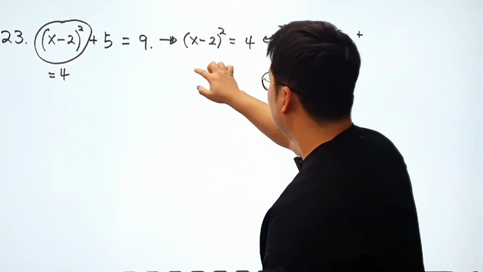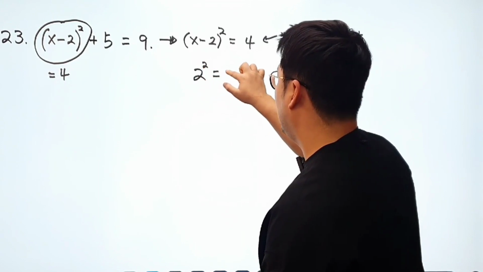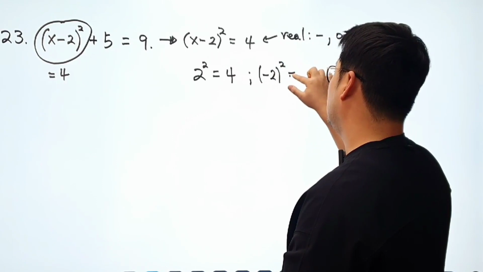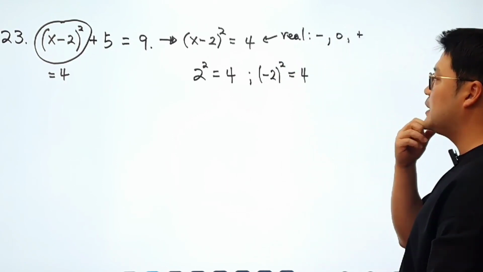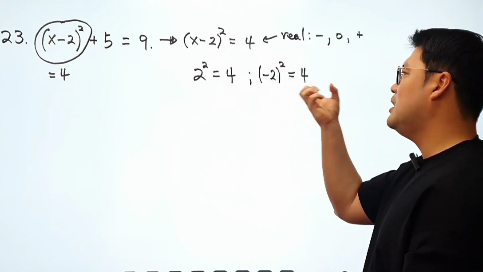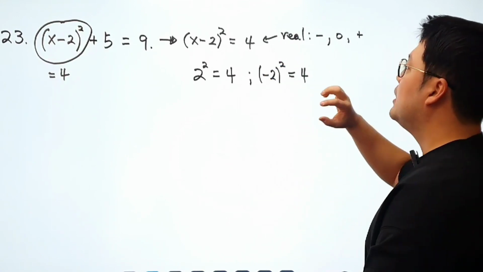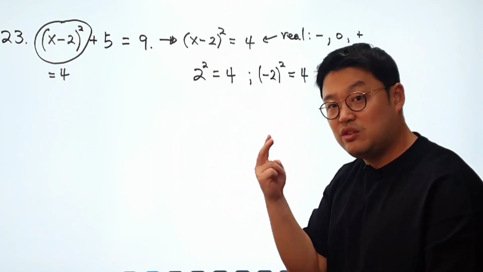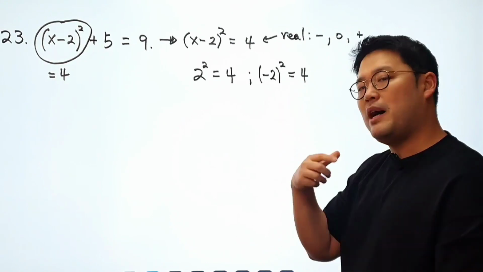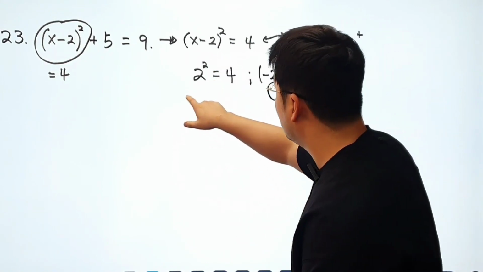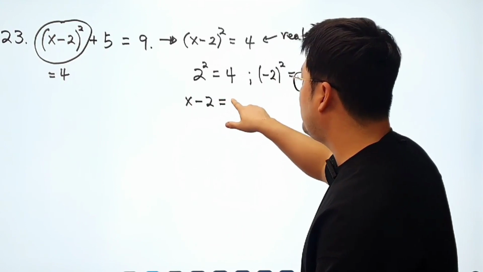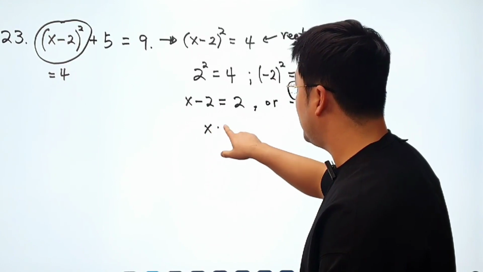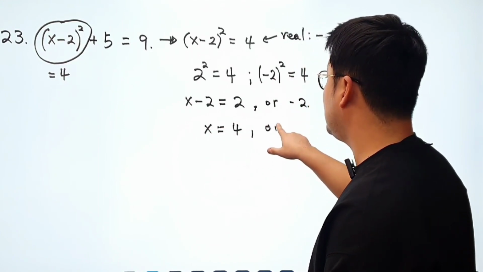But at the same time, I would say 2 squared is supposed to be 4. And negative 2 squared is supposed to be 4 as well. So this is a little bit beyond the scope of this problem. But when you get a square term, like x squared, we usually get 2 solutions, right? So we found by observation that there are going to be 2 solutions. We found that x minus 2 can either be 2 or negative 2. So we found that x is supposed to be 4 or maybe 0.